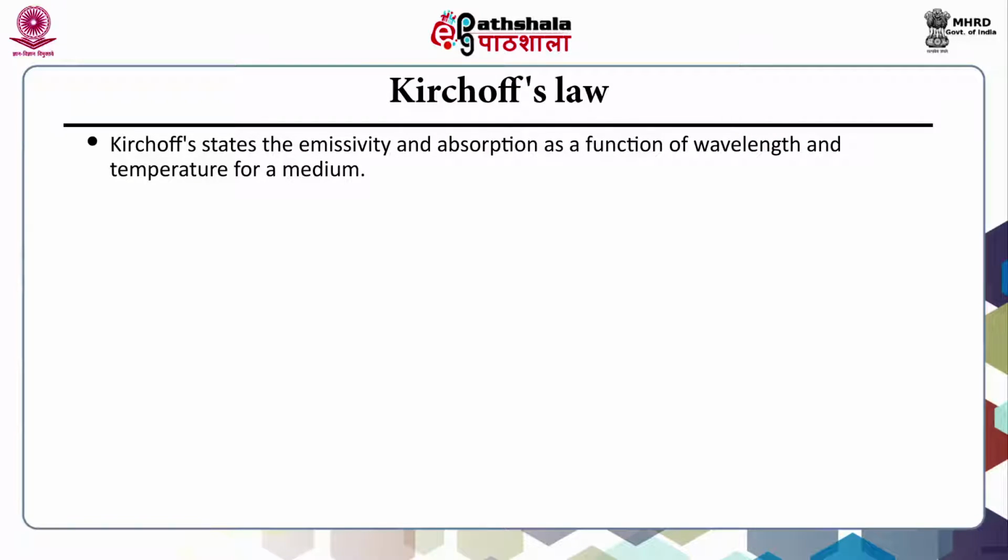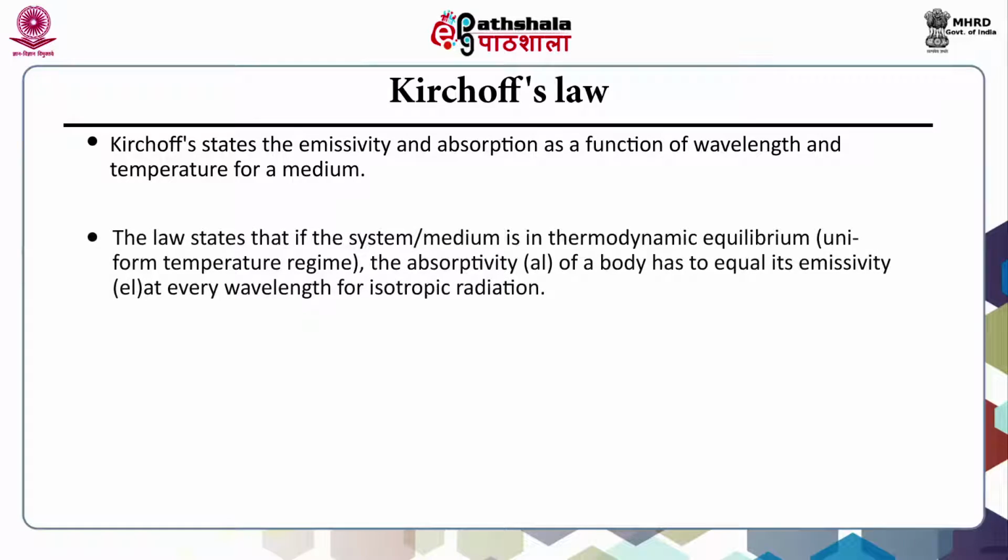This law states the emissivity and absorption as a function of wavelength and temperature for a medium. The law states that if the system or the medium is in thermodynamic equilibrium, that is, a uniform temperature regime, the absorptivity, that is alpha of a body, has to equal its emissivity, that is epsilon, at every wavelength for isotropic radiation. That is, alpha lambda T is equal to epsilon lambda T.